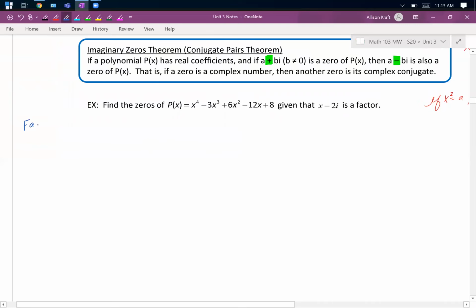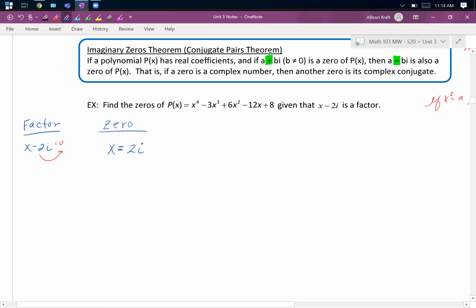So they tell us that we have a factor of x minus 2i. Our theorem, however, doesn't tell us anything about factors. Our theorem tells us about zeros. So I want to get the 0 that corresponds with this factor so that I can use my theorem. To go from the factor to the 0, all you do is set the factor equal to 0 and then solve. So that moves over, and we get a 0 of x equals 2i.